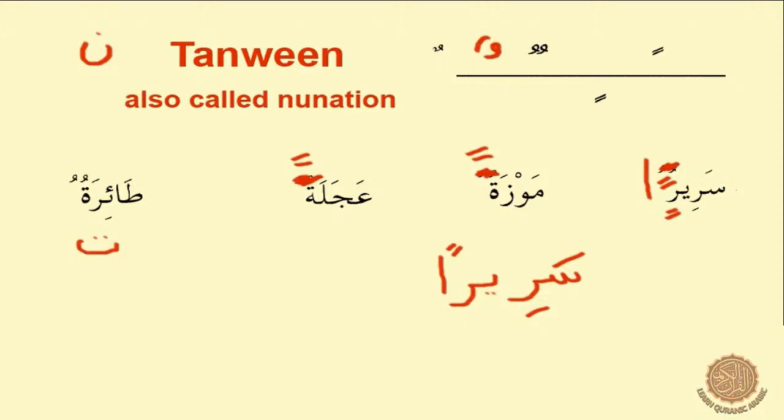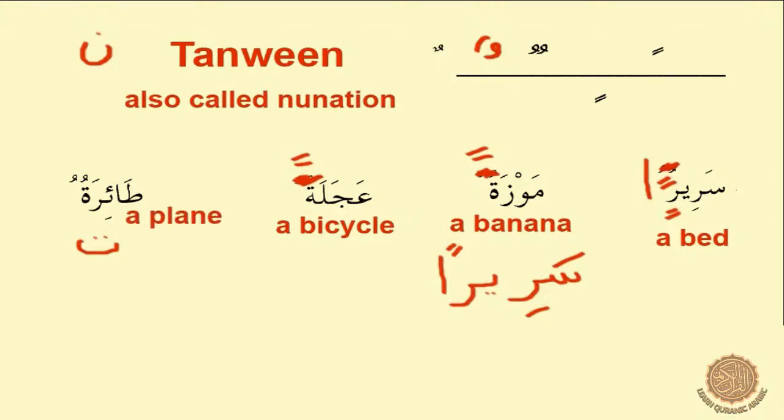Finally, just the meanings of these words. So sarir with the tanween is a bed. Mawzatun is a banana. Ajalatun is a bicycle. And ta'iratun is a plane. That completes the lesson. Walhamdulillahi Rabbil Alameen.